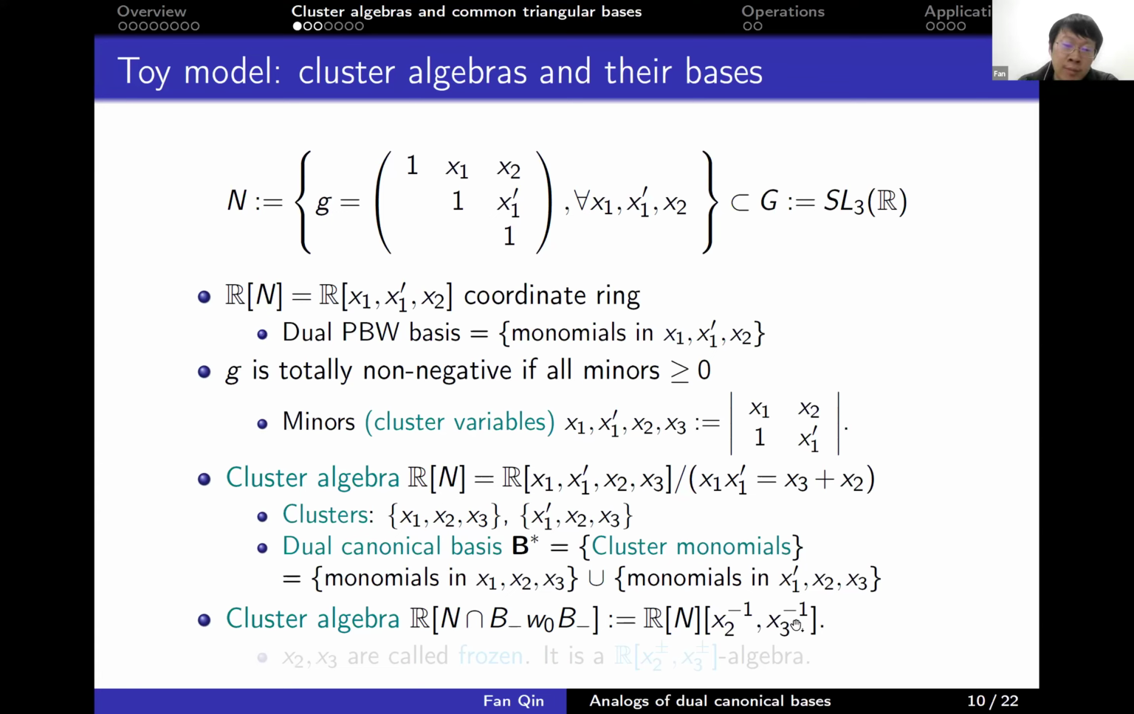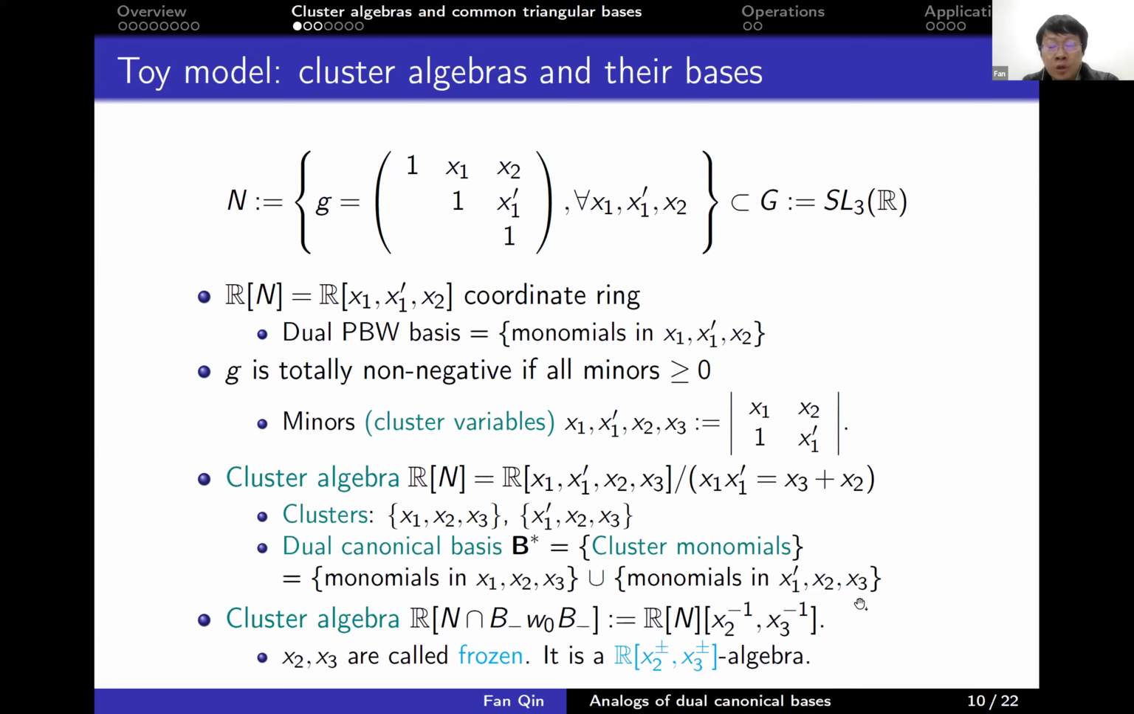So in this way, this is simply the manifold where x2 and x3 are non-zero, so you can always invert them. And here, x2 and x3 are called frozen because they are shared by all the clusters. And they generate a split torus, such that the second cluster algebra is an algebra over this split torus.